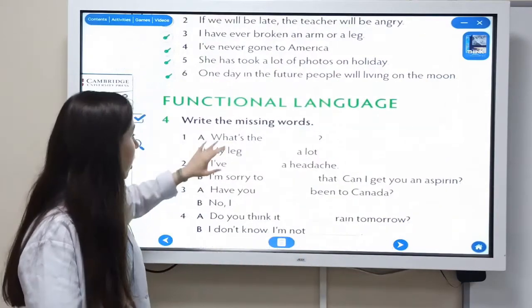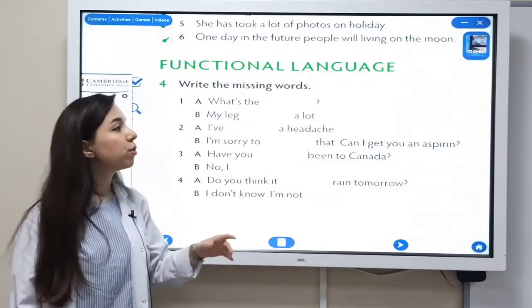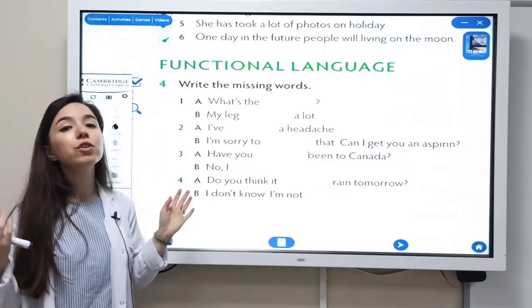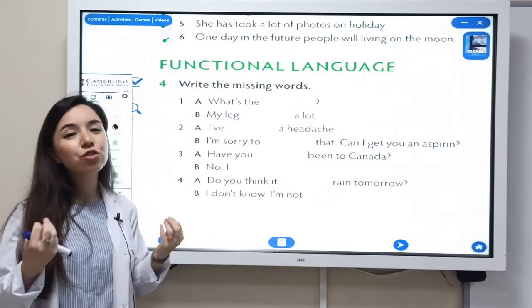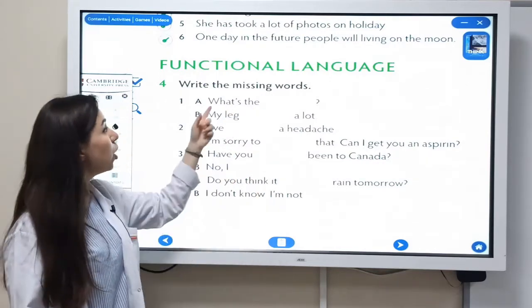So, come to this part, functional language. What's the functional language? It means that here you need to write some missing words to complete your conversation. You need to think which part you have to do it, which words, for example, is suitable to fill these gaps, and you can fill it.